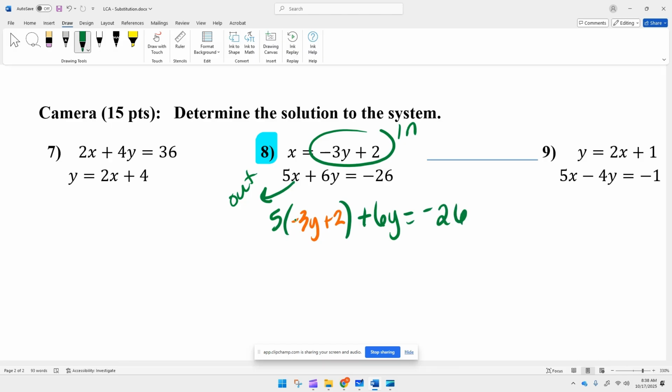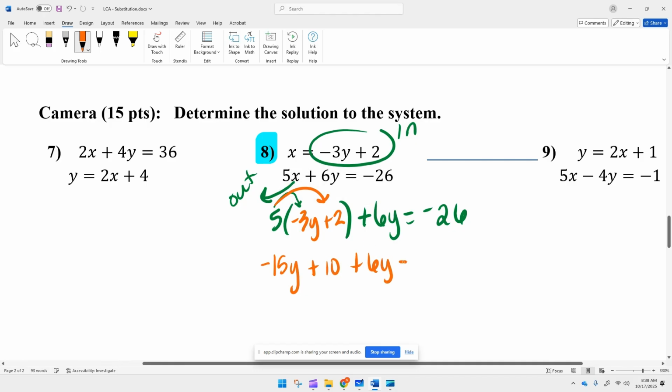Now, we're going to distribute. In this case, unlike the other question that had a coefficient of 1, this one had a coefficient with the 5x of 5. So I need to make sure that I distribute that 5. So that becomes 5 times negative 3y, which gives me negative 15y. 5 times positive 2, which is positive 10. The rest of the equation has not changed, so that's plus 6y.